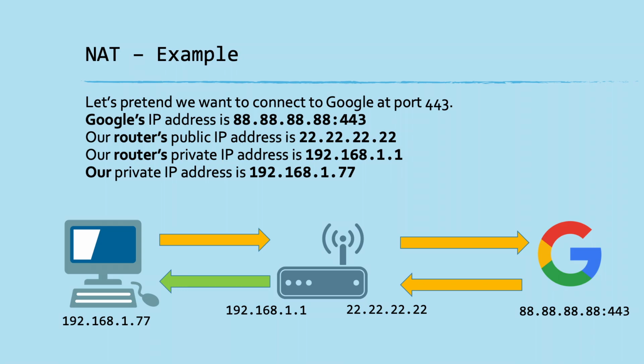And keep in mind, a router has two IP addresses generally. So in this case, we have an internal IP address and we have an external IP address. Remember, routers need to bridge two networks together, and so they're required to have two different IP addresses so they can bridge different networks together. So our router's private IP address, we'll give it 192.168.1.1. And then our private IP address is going to be 192.168.1.77.